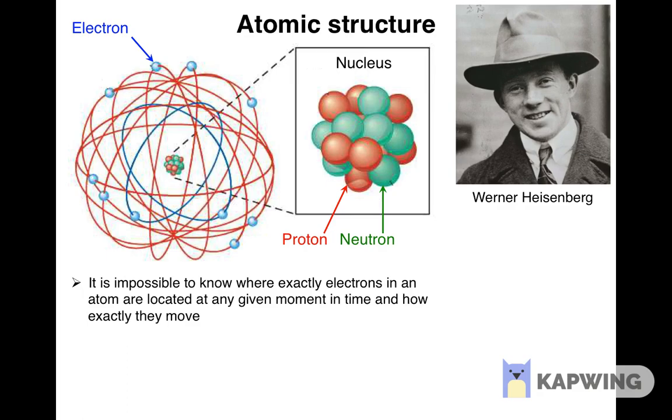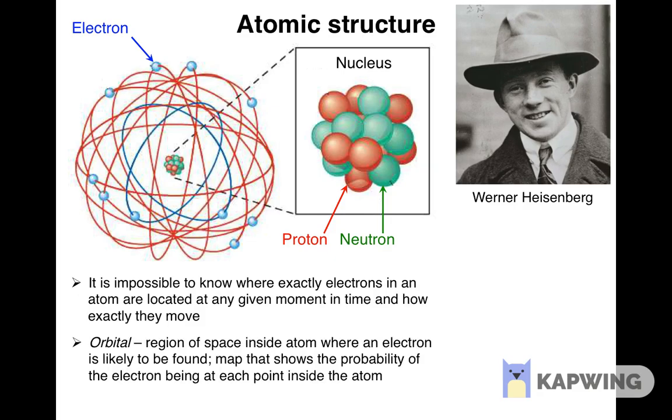The regions of space around the atomic nucleus where electrons are likely to be found are called orbitals. An orbital is not the same as an orbit. An orbit is the path that, say, a planet that moves around the sun follows. We can't know the specific path that an electron follows around the atomic nucleus. So an orbital is like a map that shows the probability, that is the likelihood of the electron being at each point inside the atom.